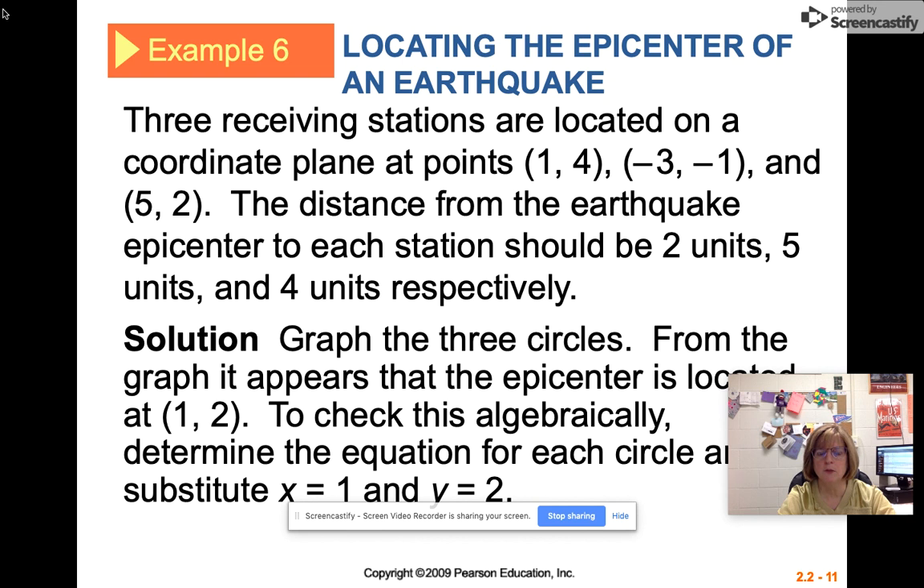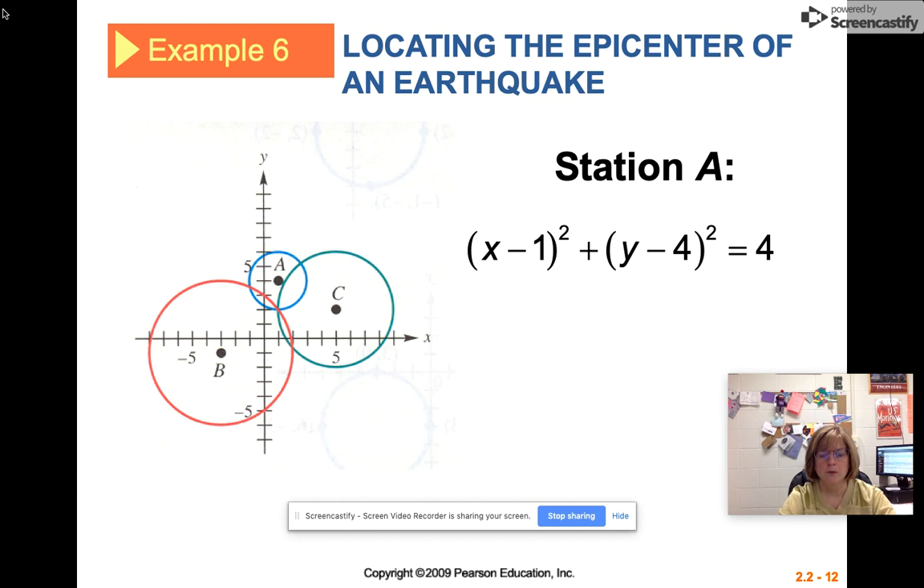So what we're going to do is graph the 3 circles. And once we look at the graph, we'll see that these 3 circles all intersect at the point 1, 2. That intersection is actually the epicenter. And we'll check that algebraically by substituting in that particular x value and y value and seeing if we get a true equation. So here's our graph. We've got the point 1, 4, we've got the point 5, 2, and the point -3, -1.